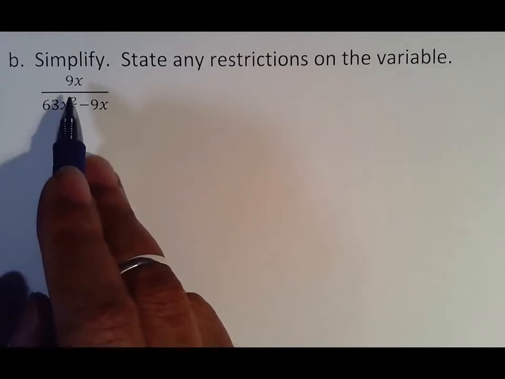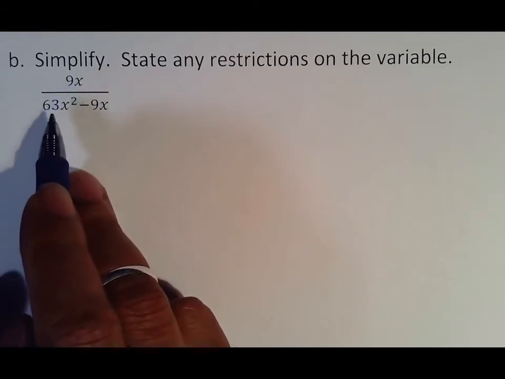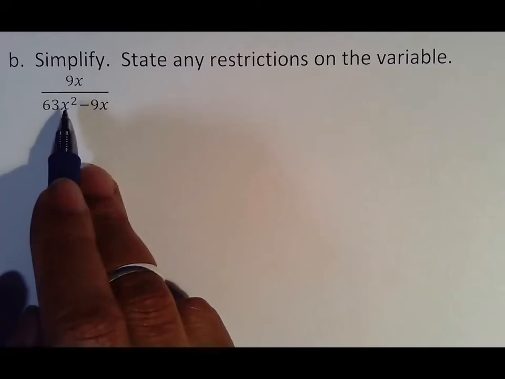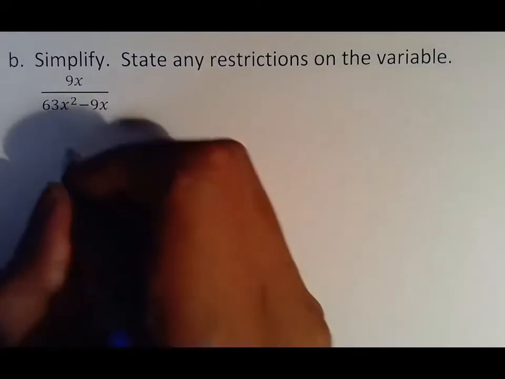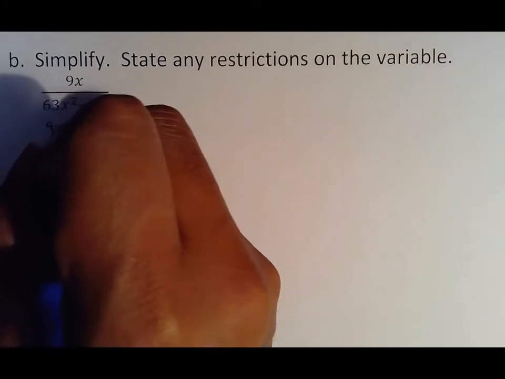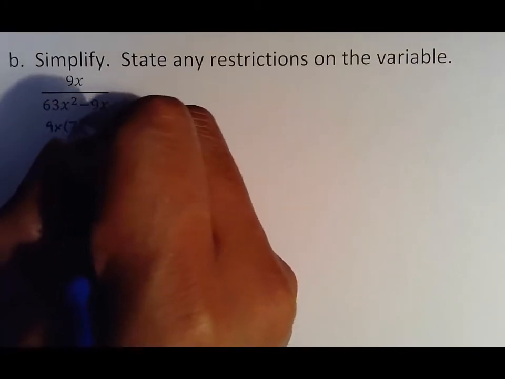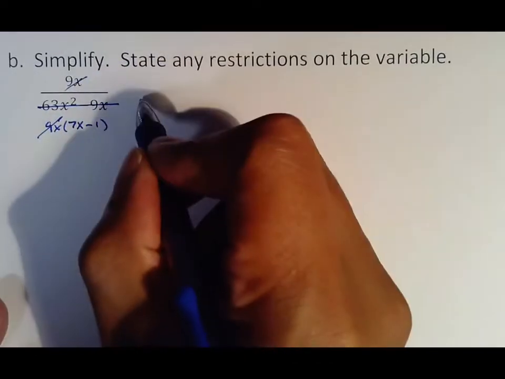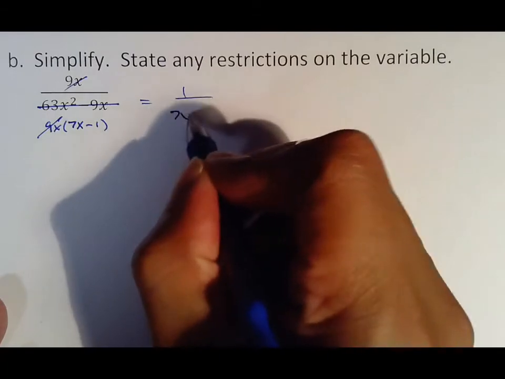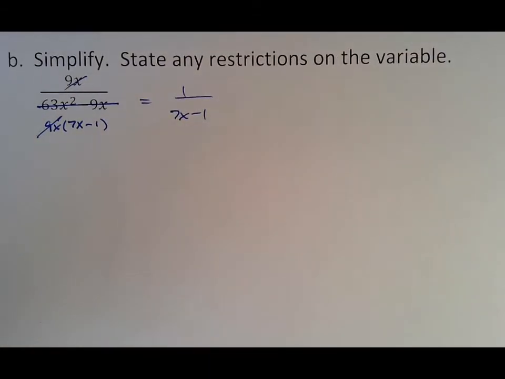So in this, 9x cannot be factored, so we leave it. But 63x squared and 9x, to me, is a GCF thing, because I see a 9 in both of those, and I can take off an x. So I'm going to take off a 9x and be left with 7x minus 1. And again, I'll cross that out because I don't want to leave that there. But notice, now that we have everything like we want, are there similar things? Yep, 9x on top, 9x on the bottom, which means it's just 1 over 7x minus 1.